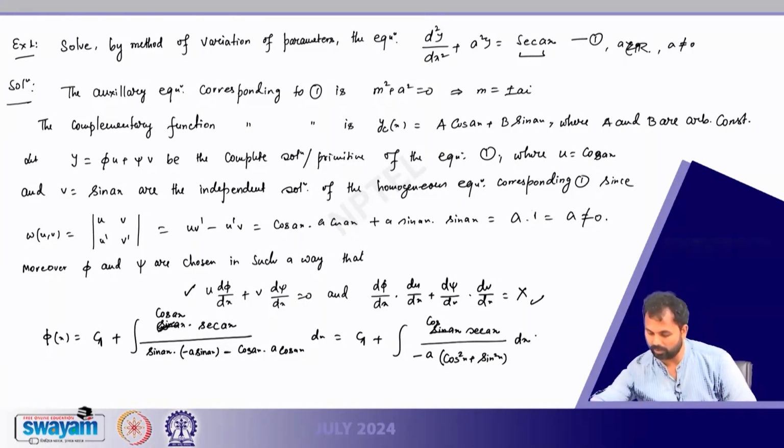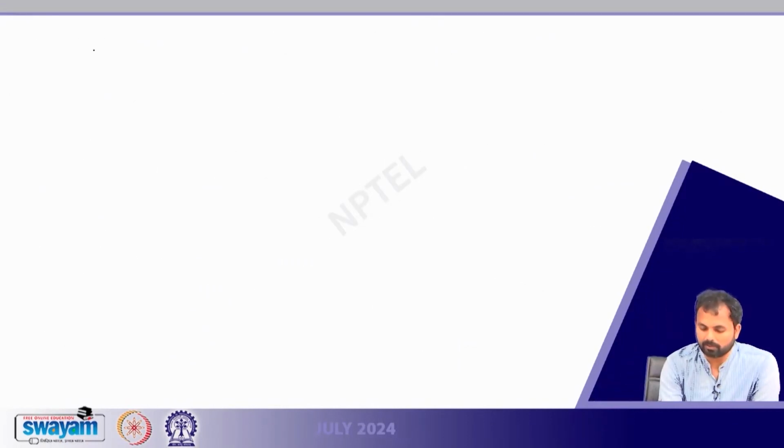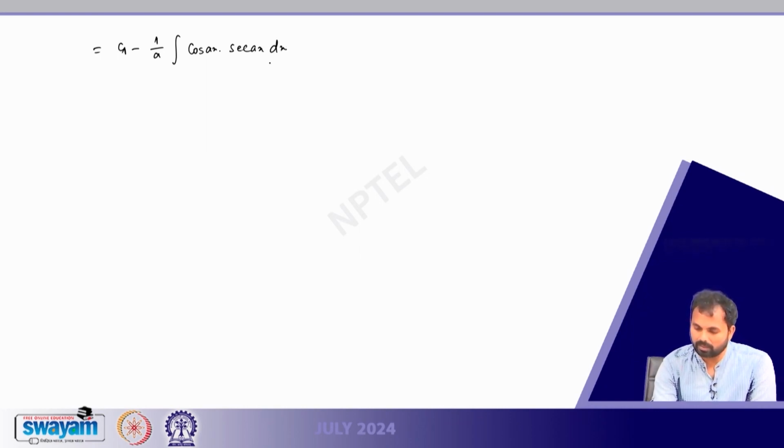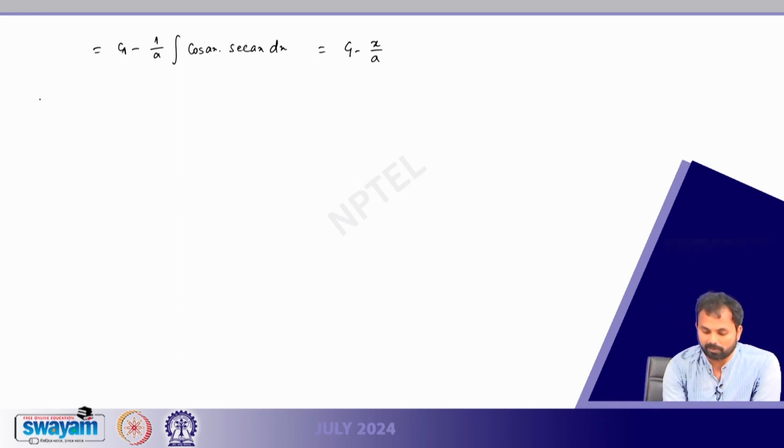Let us go to the next page, and this will become c1 minus 1 by a, I have cos of Ax and sec of Ax, dx. So, cos and sec will be 1, and this will be simply dx. So, I will have c1 minus x by a. So, at least now I know my phi. Now, I will determine my psi.